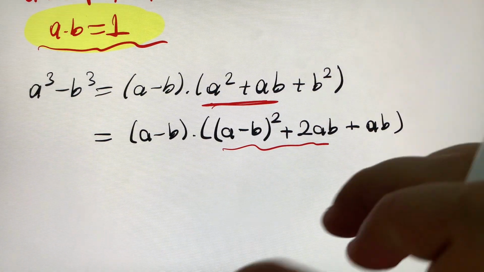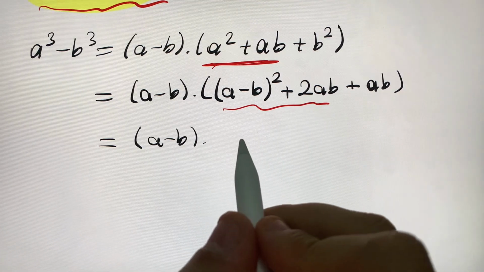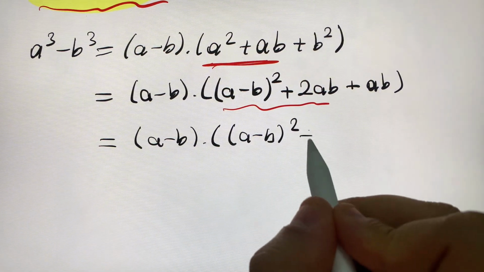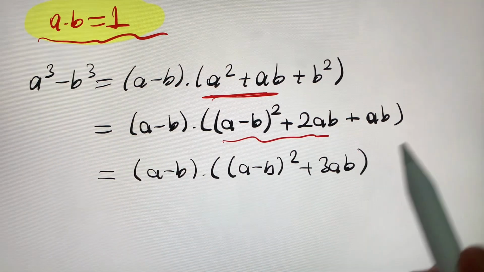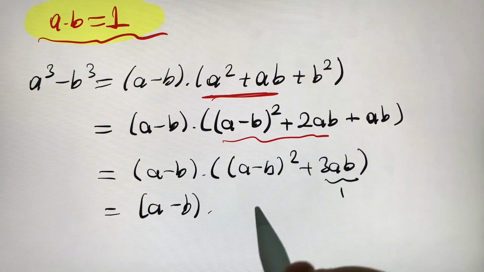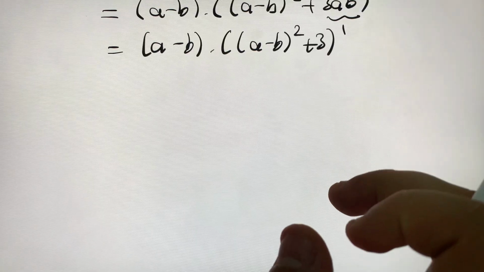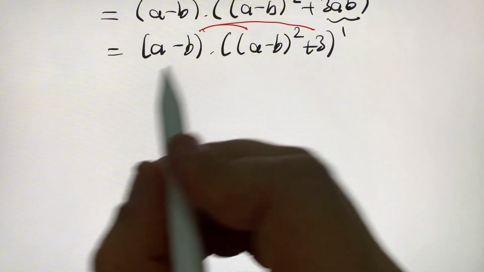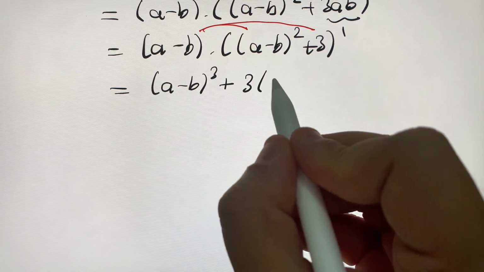Let's continue now. Let's play a little more with this: a minus b times, in parentheses, a minus b squared plus 3 times a times b. What did we find above? We found that a times b is 1. I'm bringing it and writing it instead here: a minus b times a minus b squared plus 3. Now, his friend here, let's distribute it into it. The cube of a minus b plus 3 times a minus b.